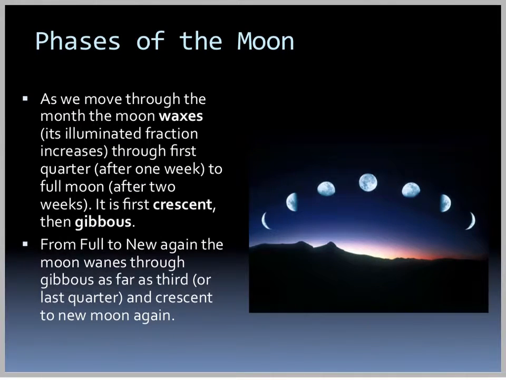So, as we move through the month, the moon waxes, meaning its illuminated fraction increases, through the first quarter, 1 week, to full moon after 2 weeks. It's first crescent and then gibbous. So from full to new again, the moon wanes through gibbous as far as the third or last quarter, and crescent, new moon.